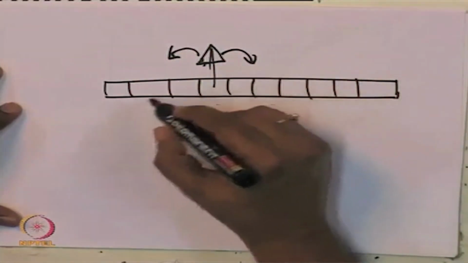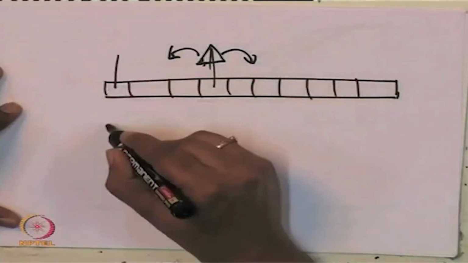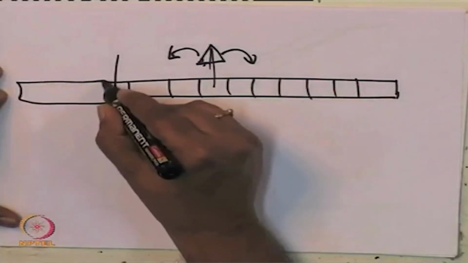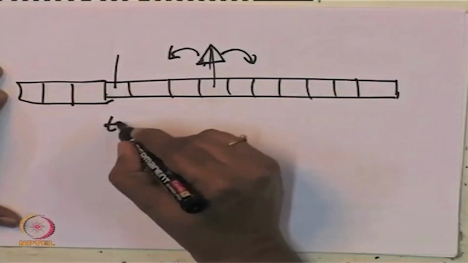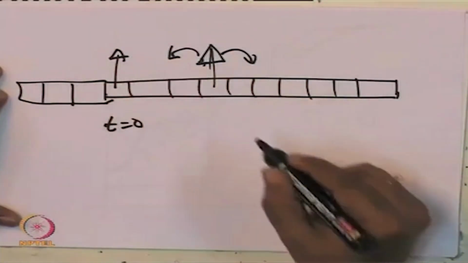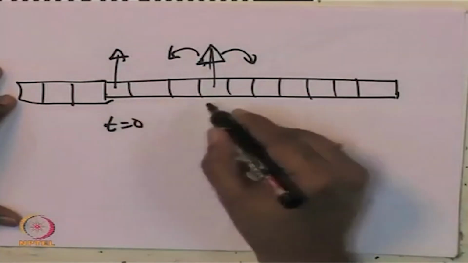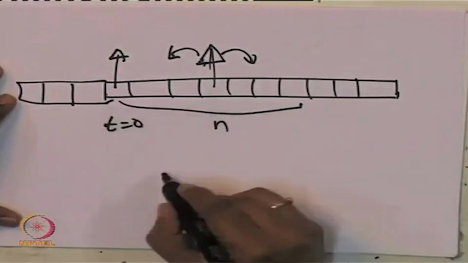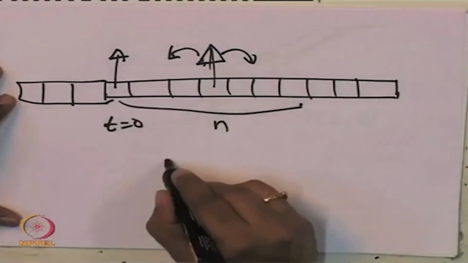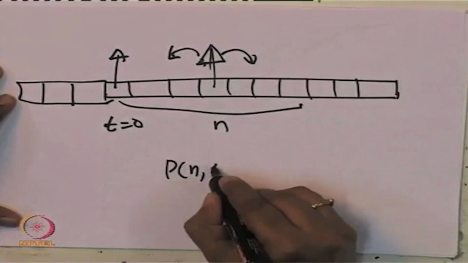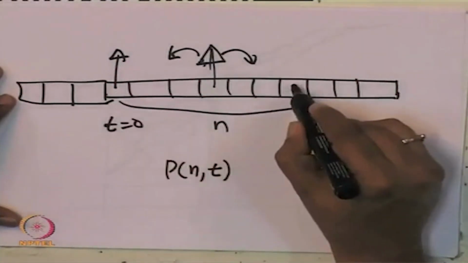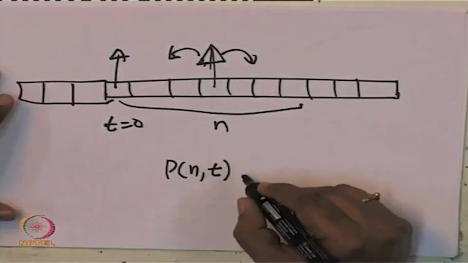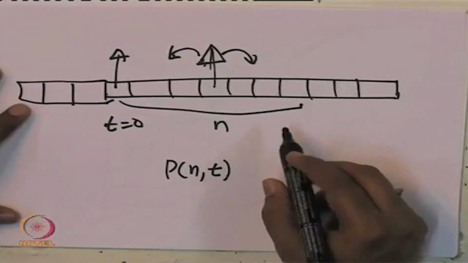So, let us say you start from somewhere here at t equal to 0. Then you can ask the question, what is the probability that it moved n sites at a particular time t? What is the probability that it moved a distance of n subunits at a particular time t? So, this is also in the same way as polymerization, depolymerization.